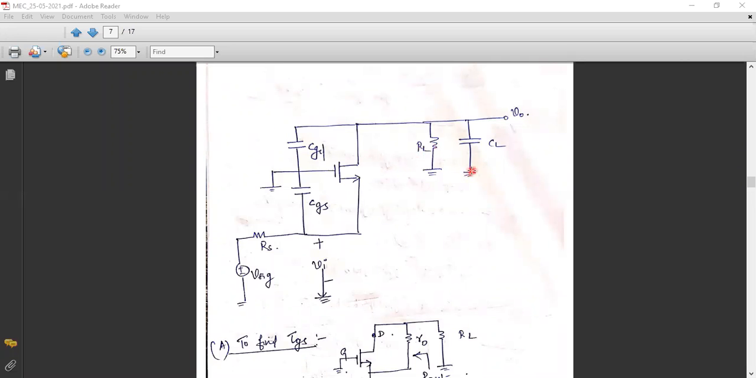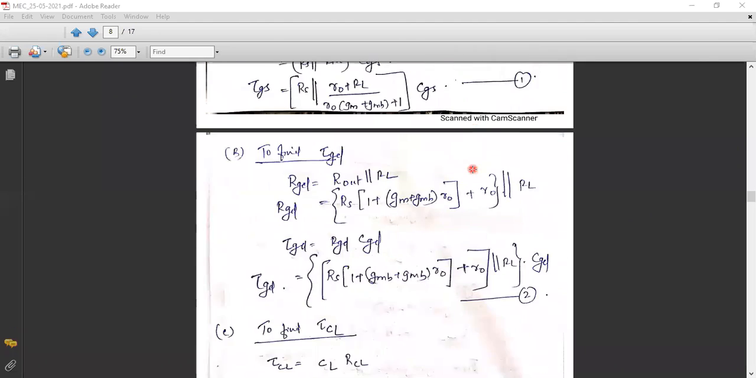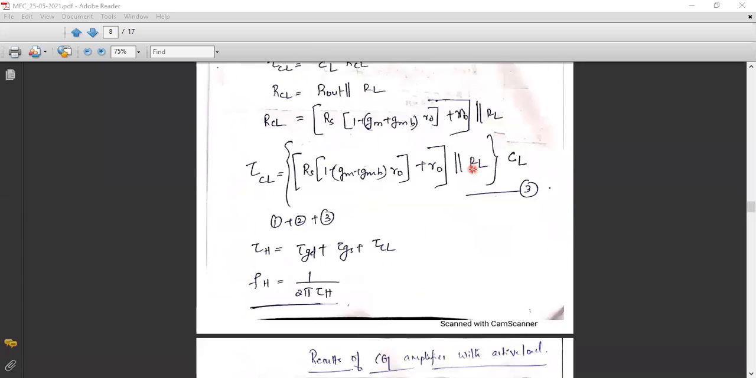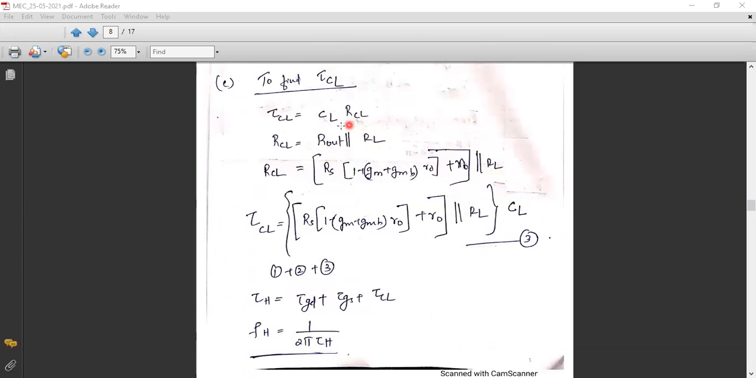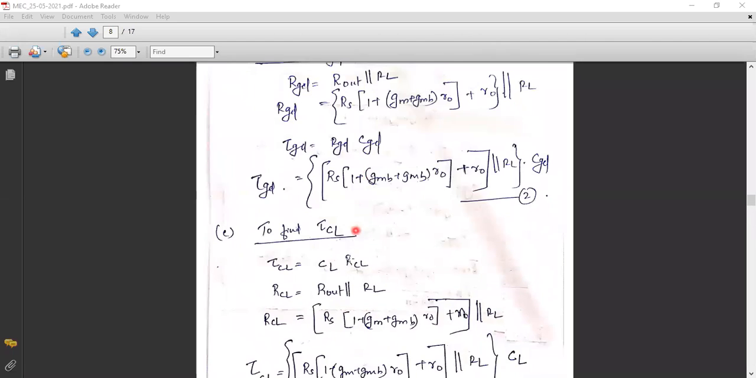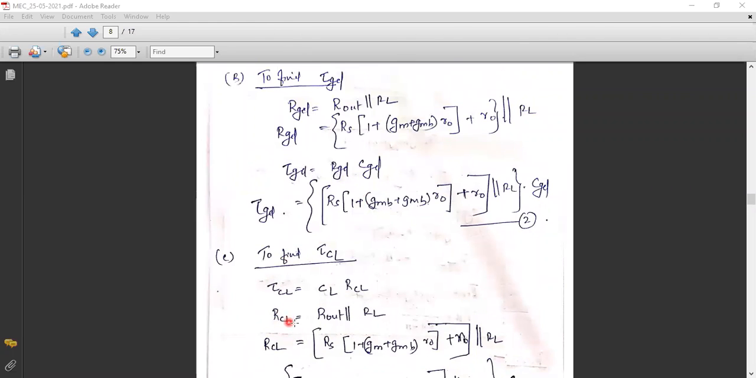So the equivalent resistance that you obtain after looking into the capacitance CL will be the same as the previous case, that is R out parallel RL. There is no change for that. Clear, students? So the equivalent resistance is RCL. Why is it RCL? Because I have found a resistance after looking into CL. That will be the same as RGD, because both CL and CGD are connected at the drain terminal. That is why their equivalent resistance is also the same.